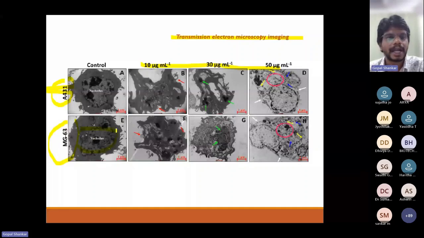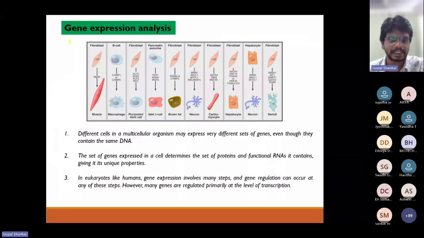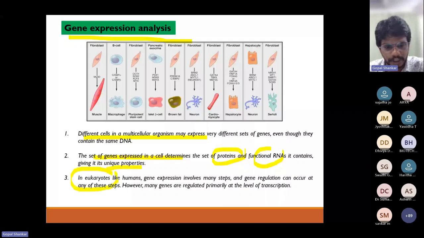Okay. And there is also something called gene expression analysis. What is this gene expression analysis? We know that all the multicellular organisms express a particular set of genes from the same amount of DNA. And this particular set of genes will determine the protein function or the functional RNA that gives a unique property. So in all the eukaryotic systems, especially in humans, gene expression involves multiple steps and gene regulation that occurs at multiple stages. And these genes are regulated at the transcription level.